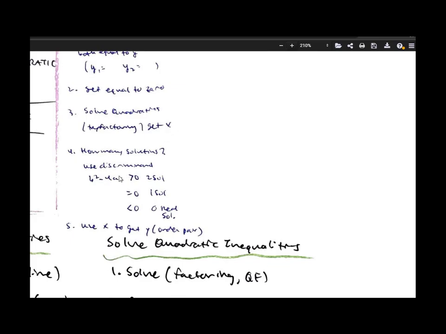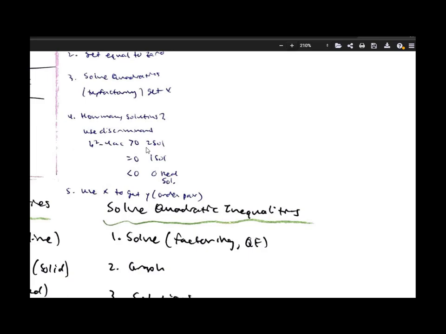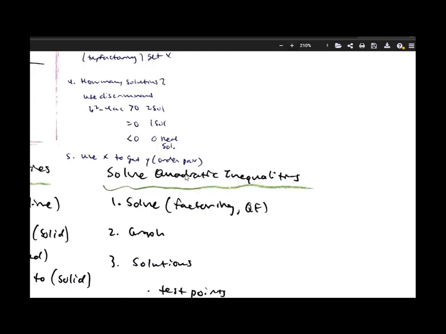Use your discriminant, b squared minus 4ac. If it's greater than 0, 2 solutions; equal to 0, 1 solution; and less than 0, 0 real solutions. And then you're going to use the x value to get a y value, which is an ordered pair.